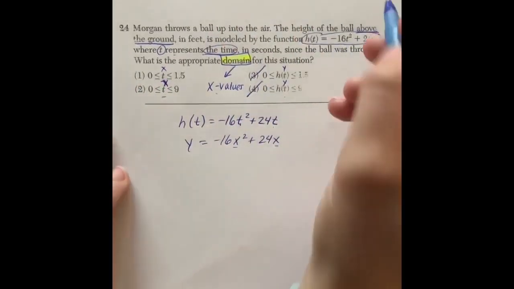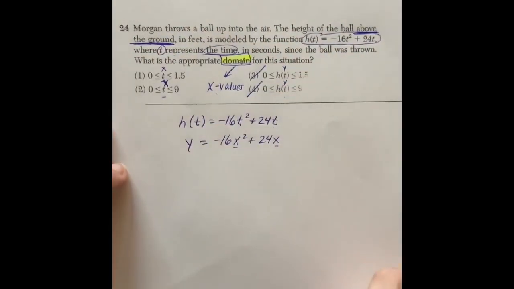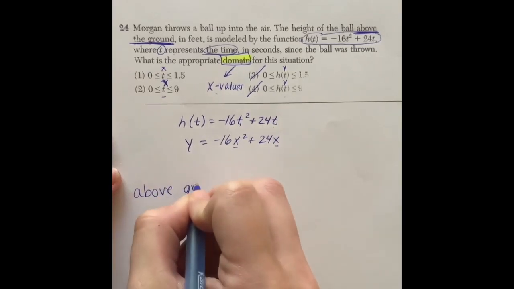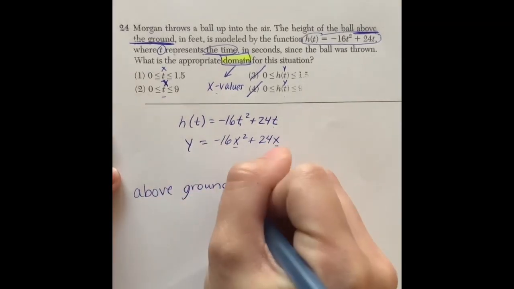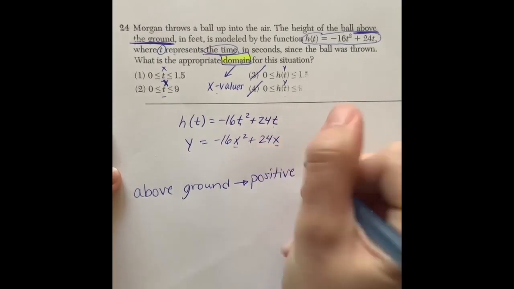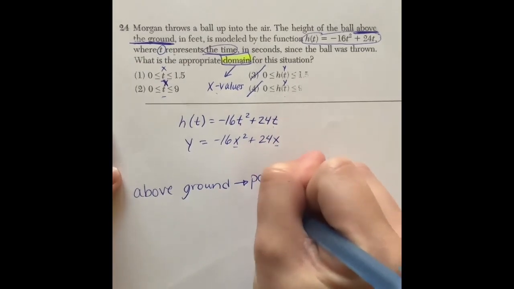The other thing we need to know is that when we're talking about above the ground and we're throwing a ball above the ground, that means we're not really dealing with any negative numbers. We're only dealing with positive. So above ground means that we're dealing with positive numbers, or positive heights in this case.